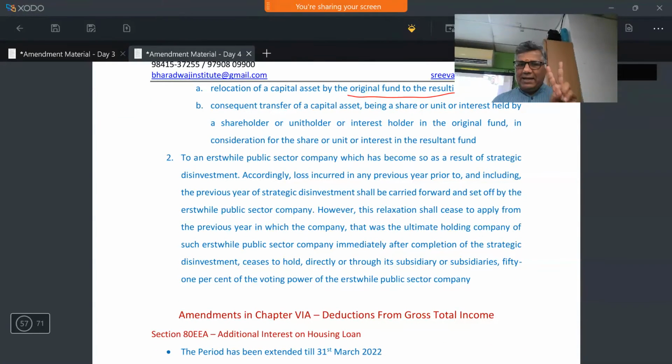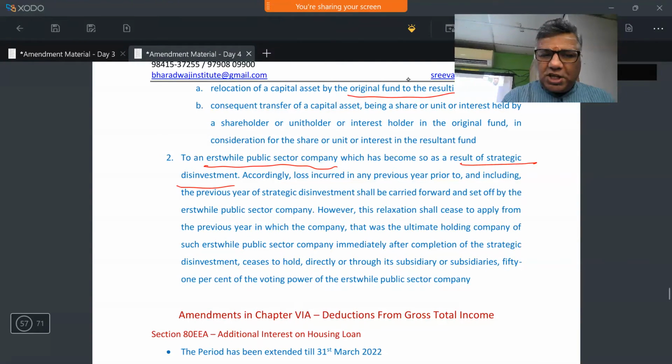The second, to an erstwhile public sector company which has become so as a result of strategic disinvestment. Accordingly, loss in any previous year prior to and including the year of strategic disinvestment shall be carried forward and set off by the erstwhile.